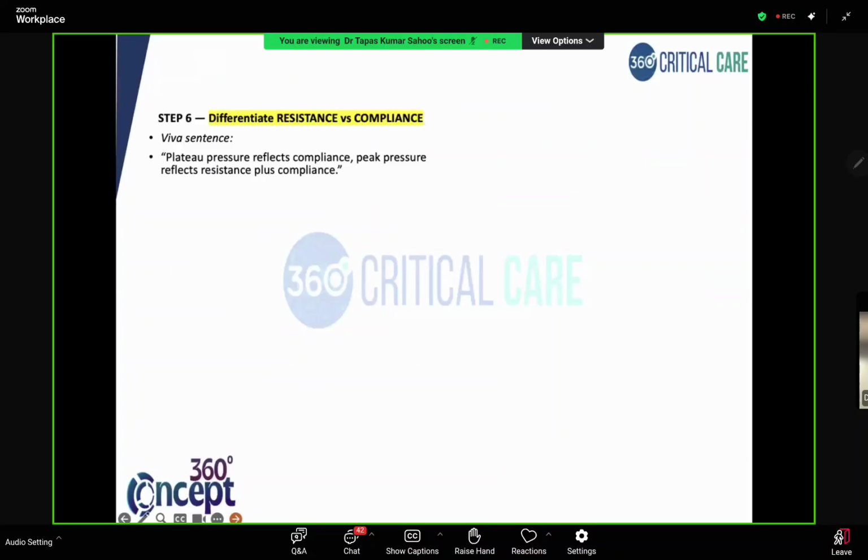Now, coming to step 6, you have to differentiate between resistance versus compliance, because already from the inspiratory and the expiratory analysis, you have got an idea whether the problem is related to the resistance or the compliance. Now, in the examination, believe me, they would be expecting plateau pressure from you in a very clear and concise manner, reflecting the compliance. Peak pressure reflects resistance plus compliance. Peak pressure is never only resistance.